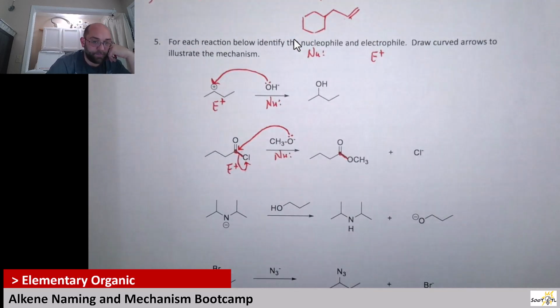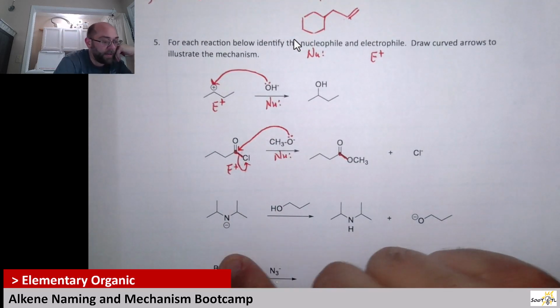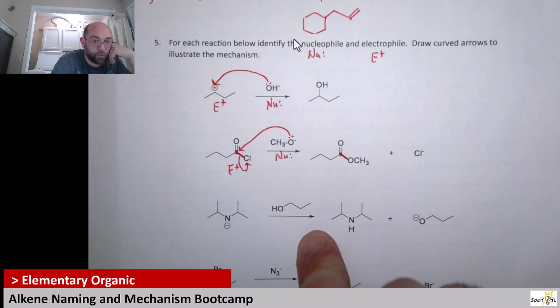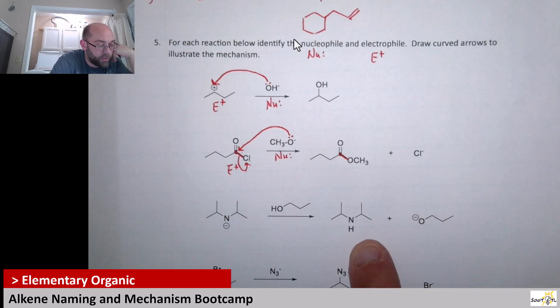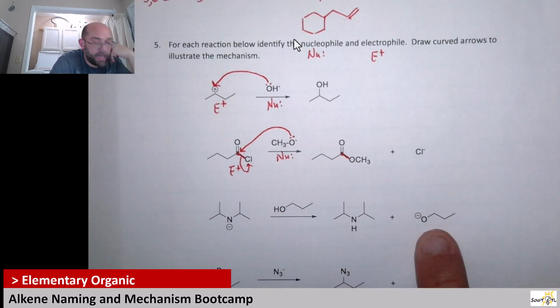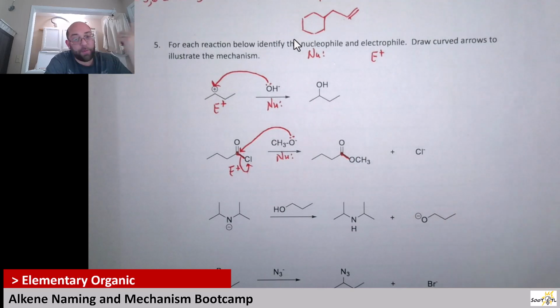All right, next up. What do we have? We have a nitrogen with a negative charge. We have a neutral thing with an oxygen. So what's the real difference here? So here the nitrogen had a negative charge, now it has a hydrogen. Here the oxygen had a hydrogen and now it doesn't. So what would I believe happened here?